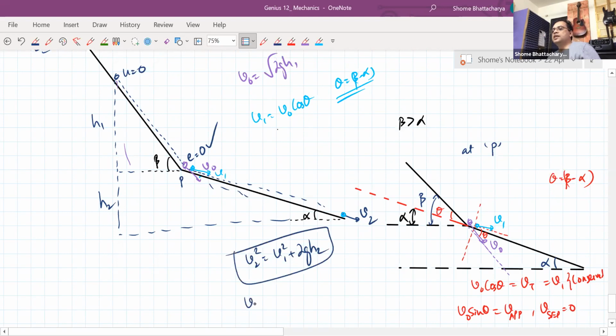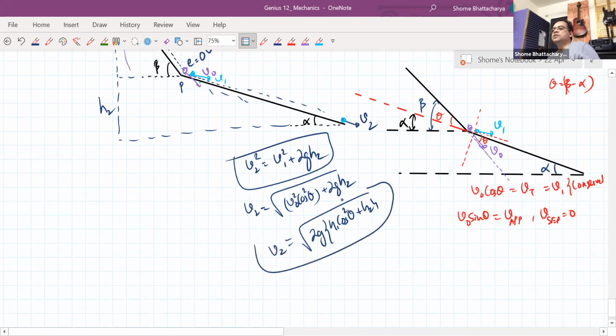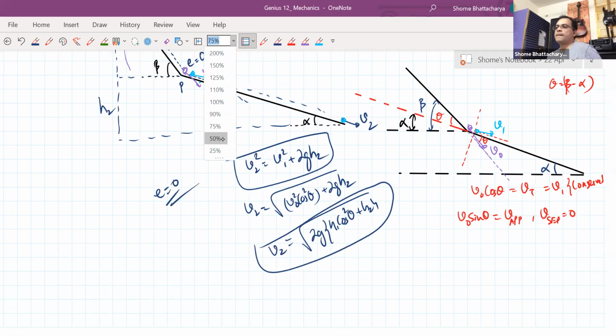So finally I'll get that V2 is equal to square root of V0 square cos square theta plus 2 g h2. And V0 square was that much. So I'll get square root of 2g into (H1 cos square theta plus H2). So this is the case where the collision is perfectly inelastic at the corner. So hope this is clear to all of you.